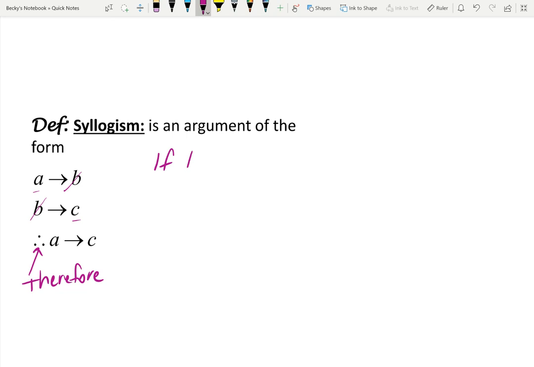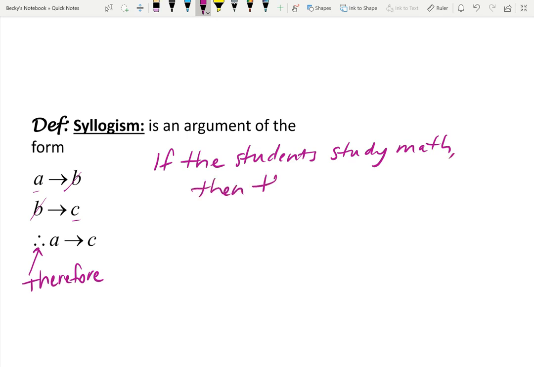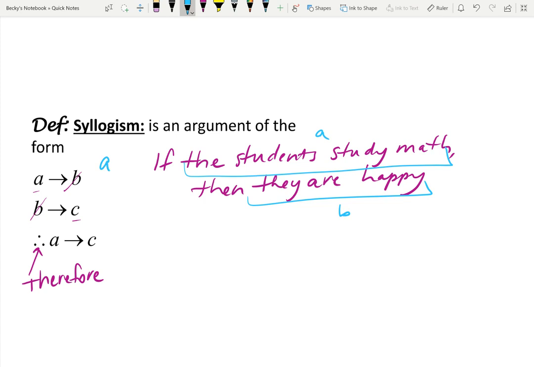And let's see. If the students study math, then they are happy. Okay, that's my first sentence, and let's label this. This is my A, and this is my B, okay? Now, we're going to assume this first sentence is true. I realize some of you are going to say, I'm not happy when I do math. But just for argument's sake, this is true, okay?